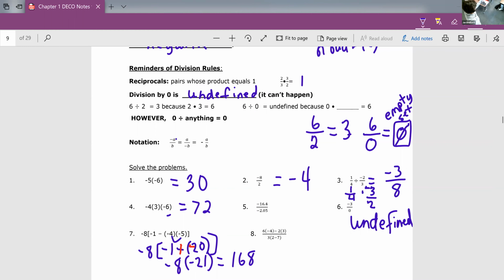So how many of you say, I'm feeling pretty good about order of operations and sign rules now? How many of you say, still working on it? Okay, got the idea? Do you want to do number 8, or do you think you got it? Maybe we should do number 8.